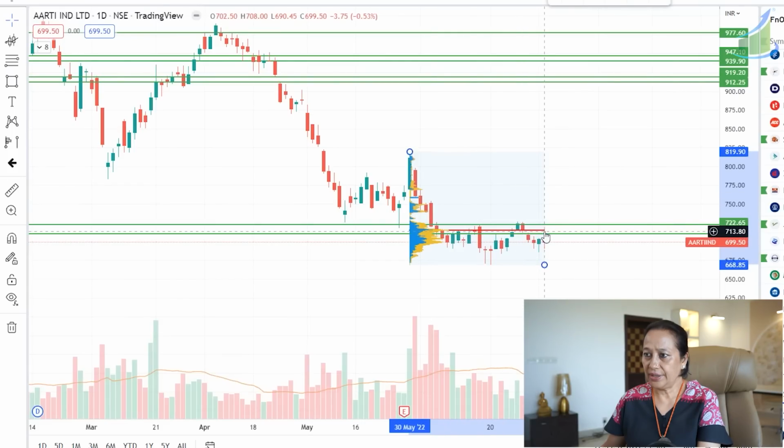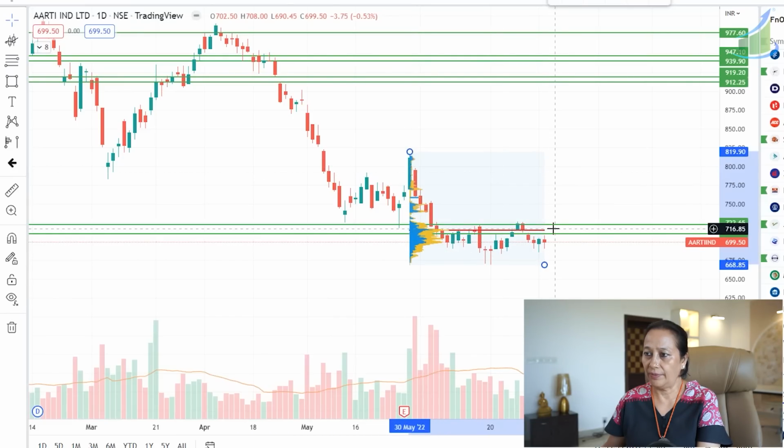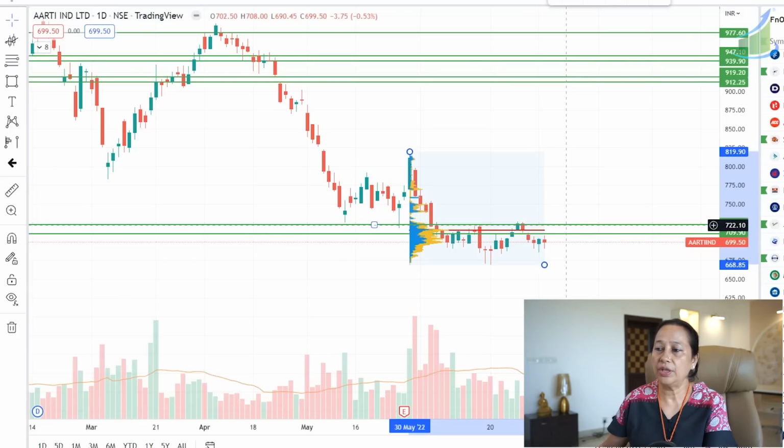So right now it's here. The price has to go above. Price is slightly below, but price has to go above 717 or 718, or rather I would say above 730, we will have a good opportunity of buying in Aarti Industries, because this point of control is still above.